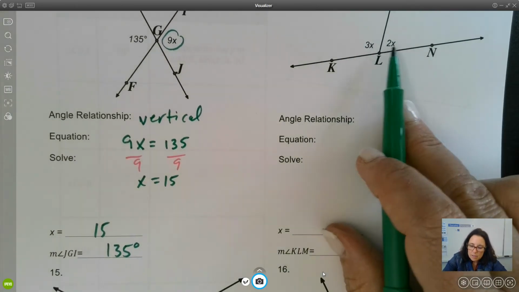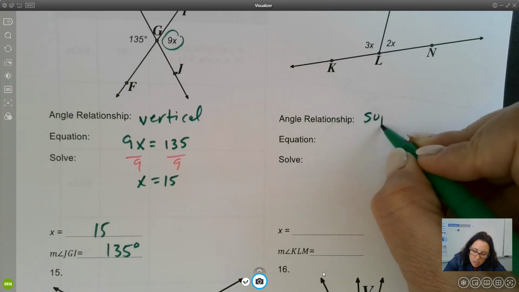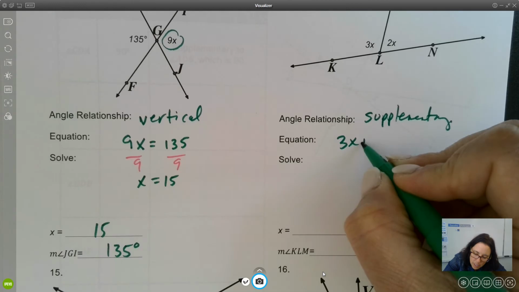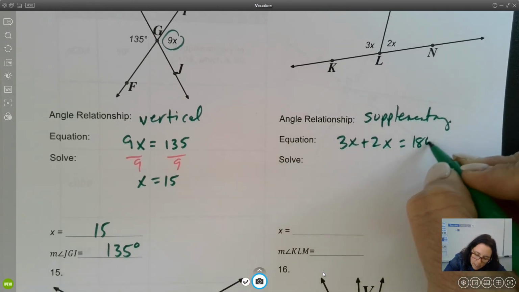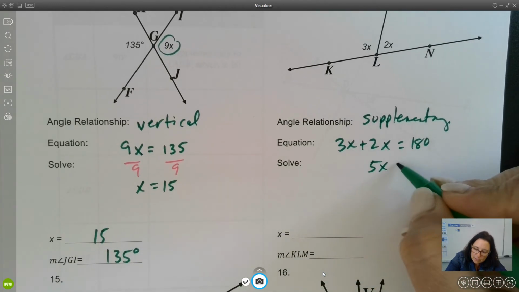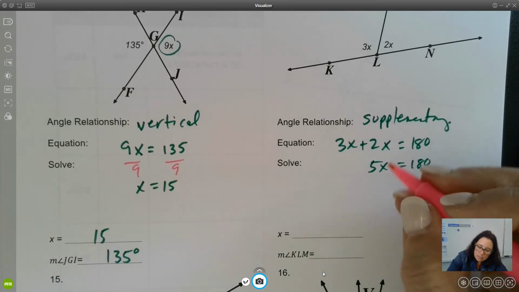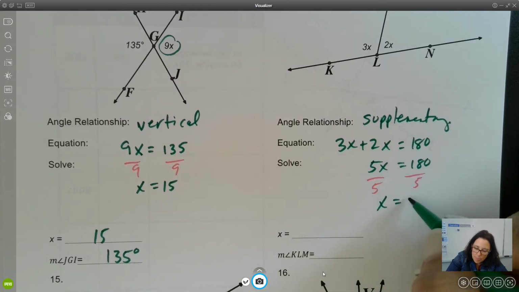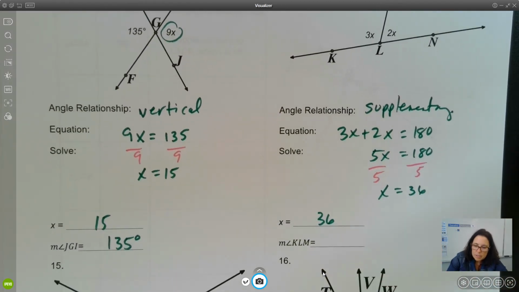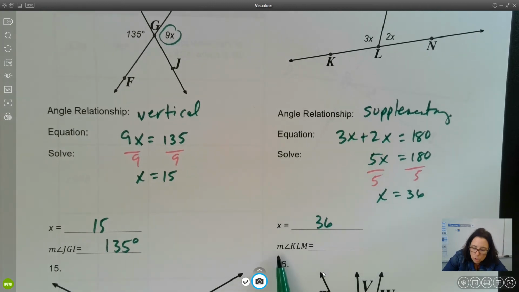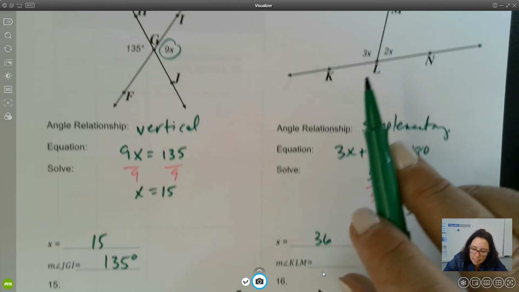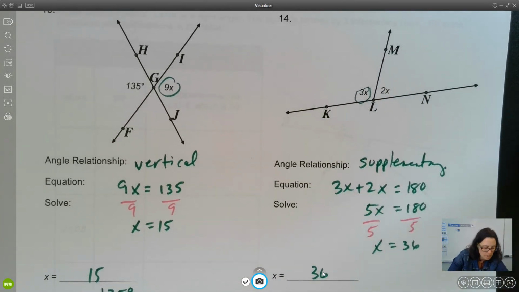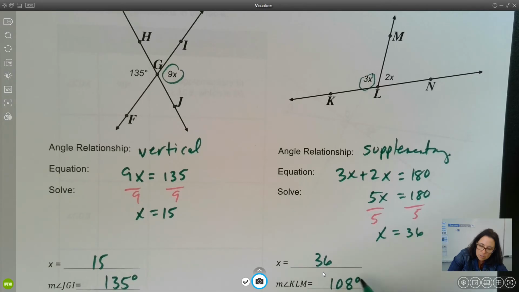Okay, these two angles add to be 180. That was called supplementary. 3x plus 2x sums to 180. 5x equals 180. Divide by 5, and you get 36. So x equals 36. But what's the measure of angle KLM? KLM is 3 times 36, which is 108 degrees.